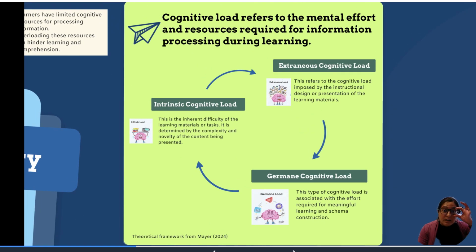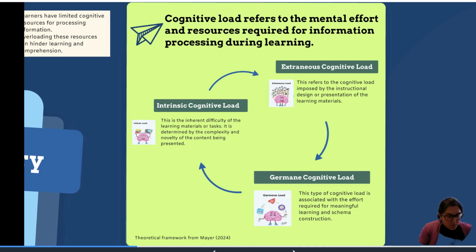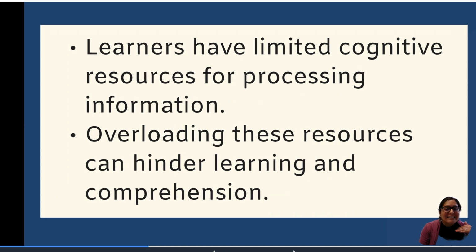So with this understanding of cognitive load and the three different types, we know that they're interconnected, and I cannot just focus on one at a time, right? So what do we find? We find that learners have limited cognitive resources for processing information. And this is the novelty of Mayer's approach, that we need to understand that there's a dual processing of learning, the hearing and auditory sensing, and then visual as well.